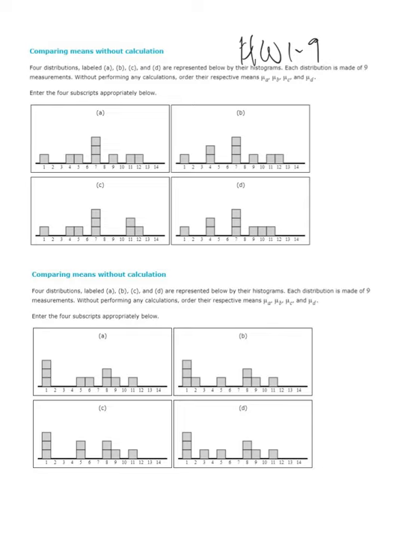Here's what you're supposed to do. You're supposed to look at these pictures and, without doing any kind of calculations, determine the average of these pictures: which one would have the smallest average, and then the next smallest, up to the biggest average. All right, so I'm going to talk through a couple of these to help you get the hang of this. Here's my thought process when I do these.